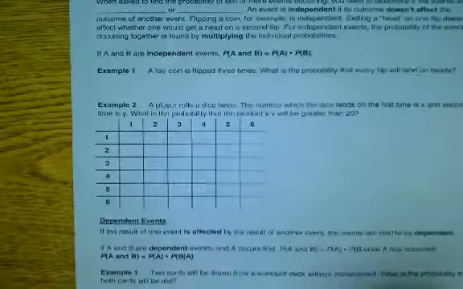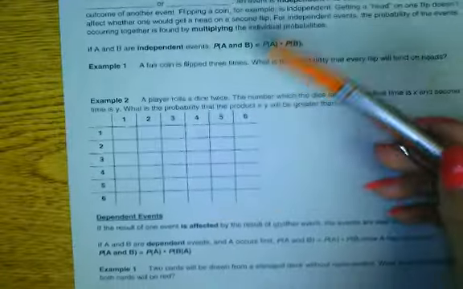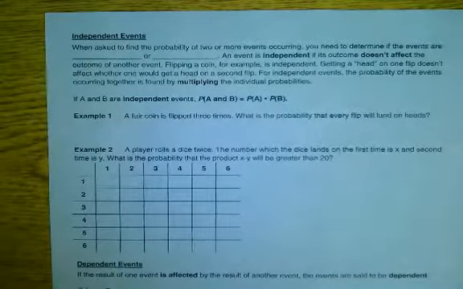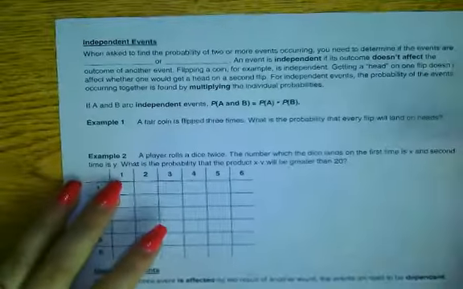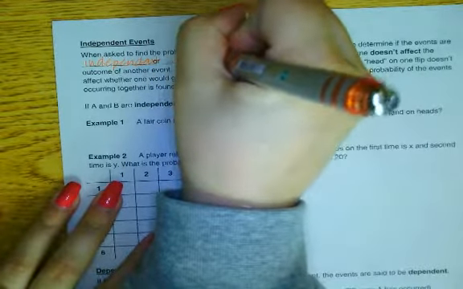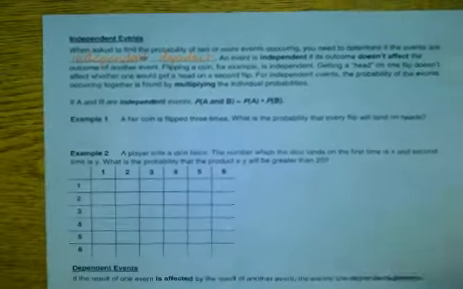Okay. This should say independent and dependent events, but it's okay because they split it up down here. When asked to find the probability of 2 or more events occurring, you need to determine if the events are independent or dependent. And not write as big as I did because I couldn't even put it on the one.